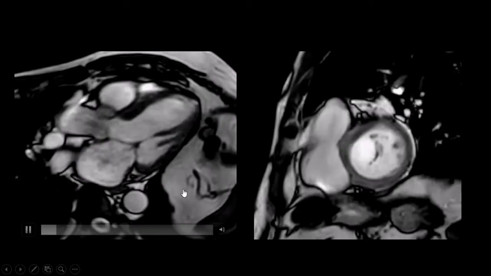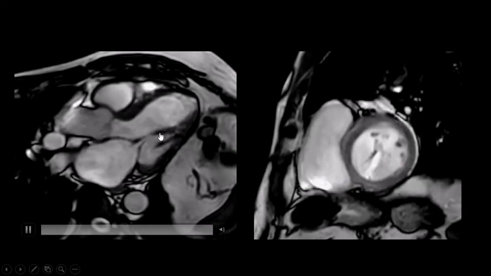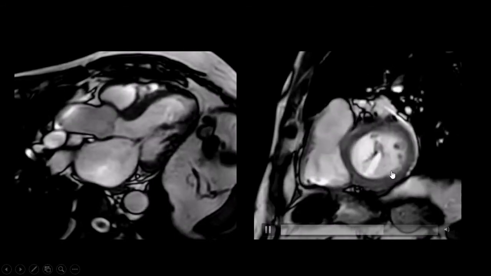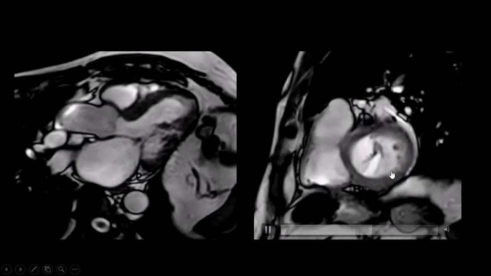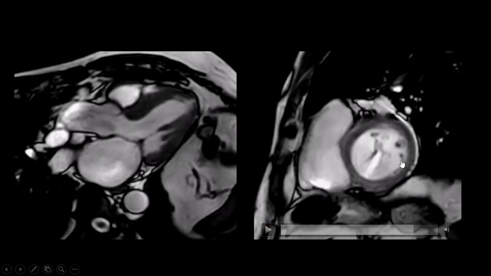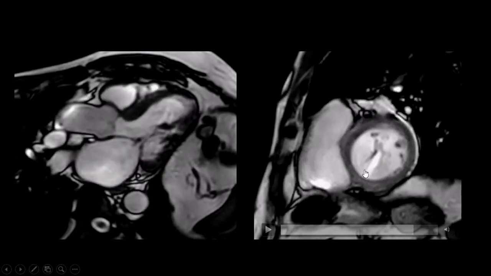Same patient, this is the three-chamber view, which also shows the same findings of thickened mitral valve leaflets with stenosis and regurgitation. This is a short axis view which is acquired across the tip of the mitral valve, and we can see the valve area. This view can be used to obtain the valve area.